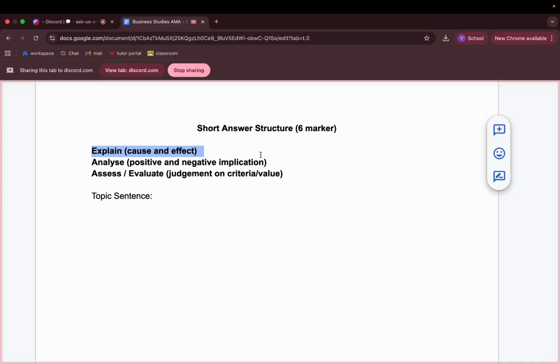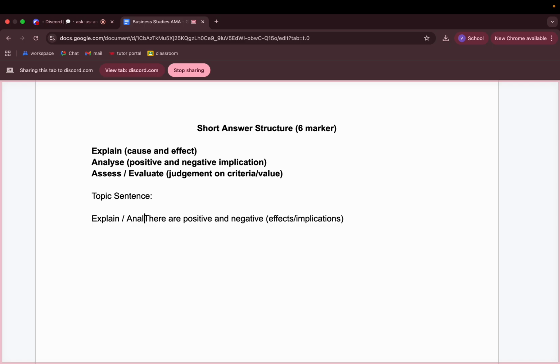Okay, topic sentence. Let's say we have an explain. We'd want to say there are positive and negative effects. For an explain, effects. For an analyze, we would say there are positive and negative implications. So this would be for an explain/analyze. That's what we would do. And then we relate it back to the concept. So there are positive and negative effects/implications for the use of whatever the topic might be.